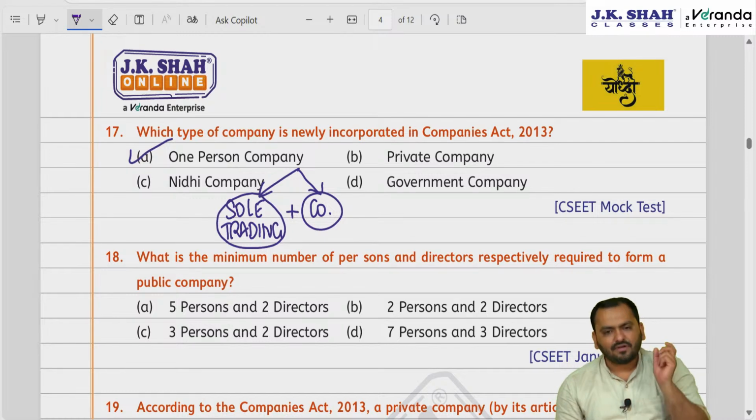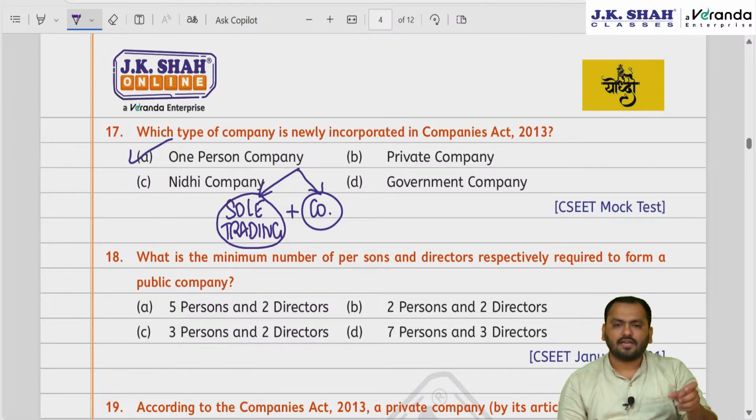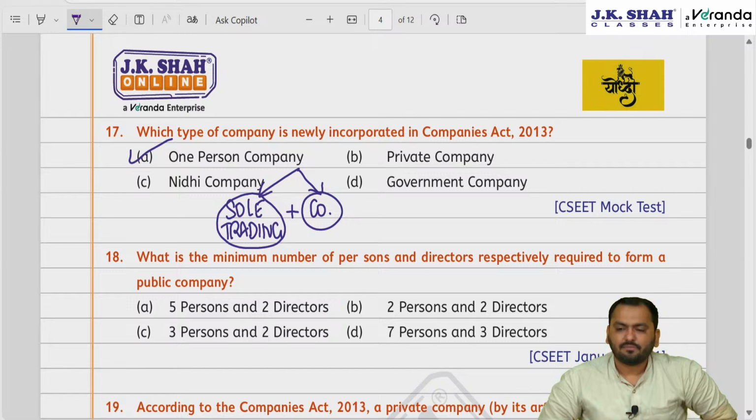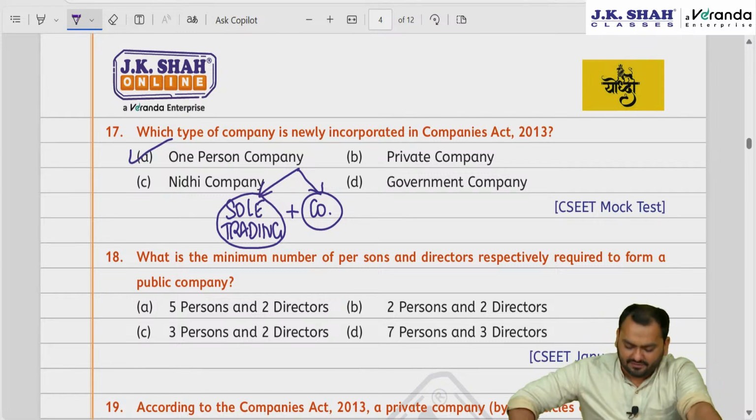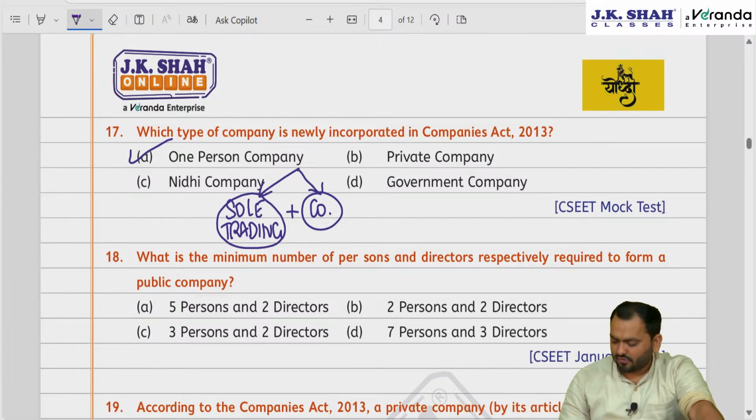Then where is the name written? In the name clause? No. That is written in the succession clause at last. In the succession clause, the name of the nominee is mentioned. That is the person who is going to become the member if that sole member dies. So that is the concept of One Person Company, which was newly introduced in the Companies Act 2013.